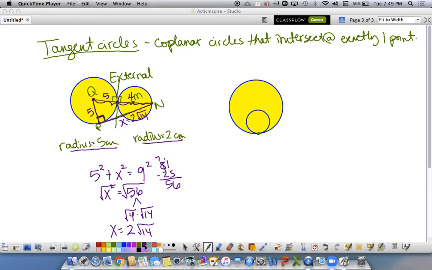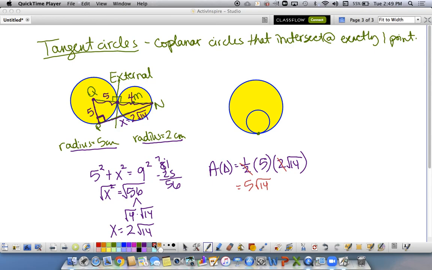Now, wanting to find the area. Area of a triangle is 1/2 base times height. Okay? 1/2 base times height. I might leave it like this because I like to reduce the 2 and the 2. So I know the area is 5 root 14.